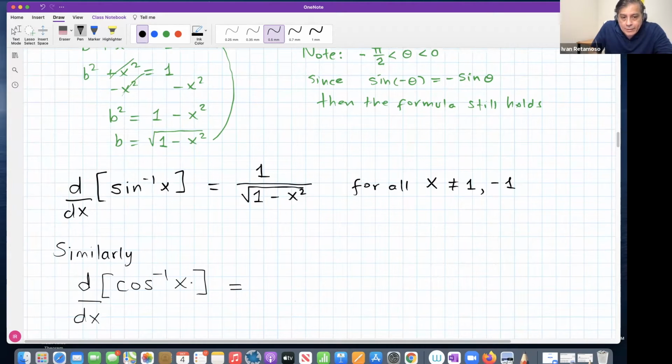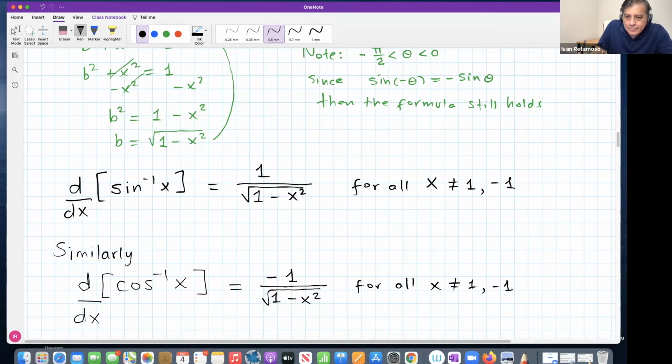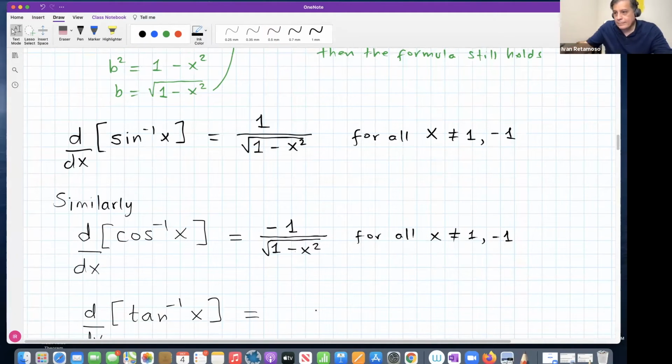Similarly, mathematicians figured out the derivative of cosine inverse of x. And it turns out it's very close to this formula, except for the negative sign here. So a negative sign there, and the denominator is the same. So this is going to be a second formula that we're going to use heavily, okay? And again, for all x not equal to 1 or minus 1 in general, right? Okay, and mathematicians continue working.